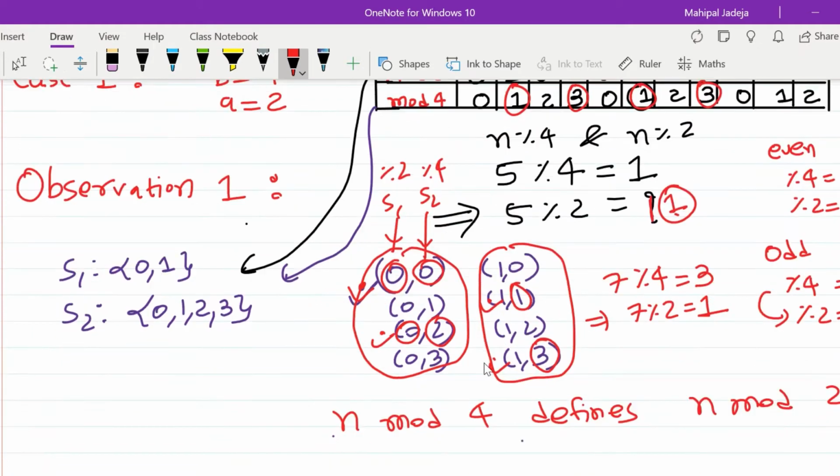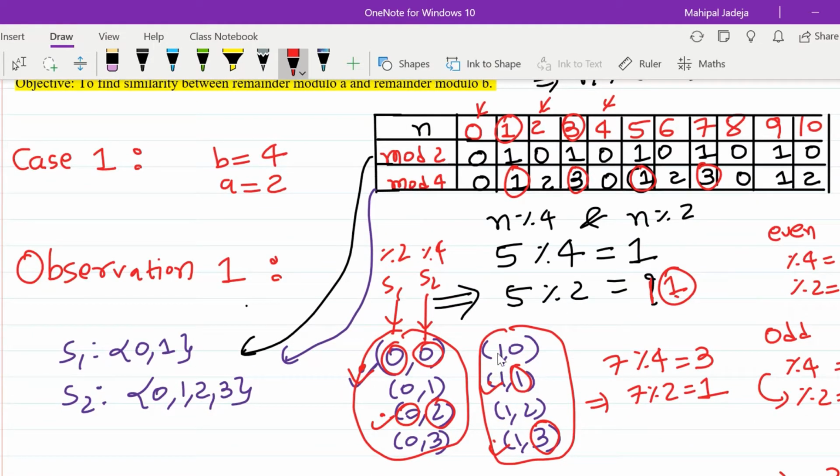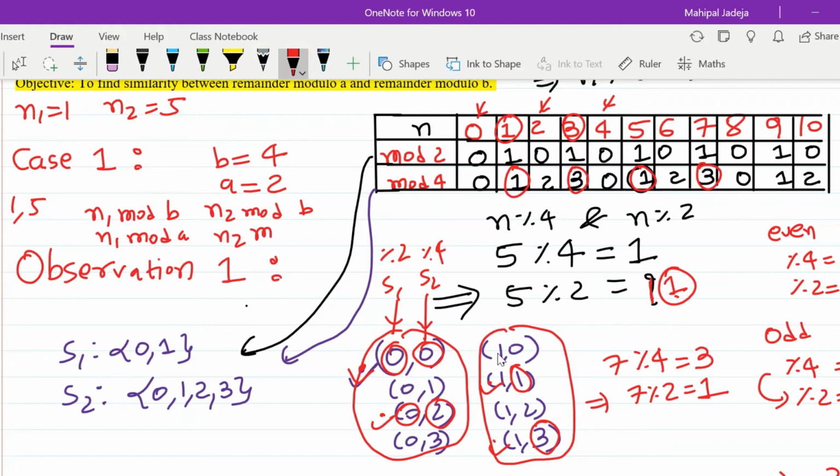And further, what I can do is I can take two numbers. So let me take number 1 and 5, right? So with respect to 1 and 5, I have two selections now. So my n1 is 1, n2 is 5, right? And now let me just do this particular exercise. I am finding out n1 modulo b, I am finding out n2 modulo b, and then I am finding out what is n1 modulo a, and I will also find out n2 modulo a, right? So with respect to these four numbers, I will find out these four quantities.